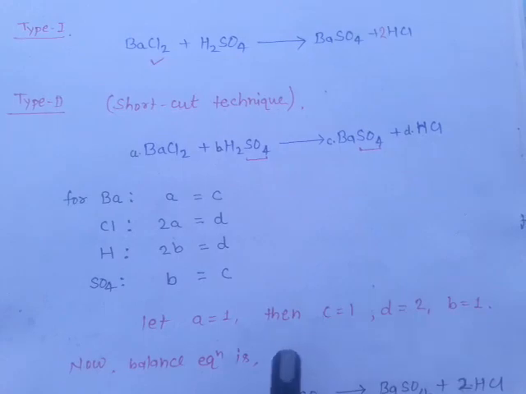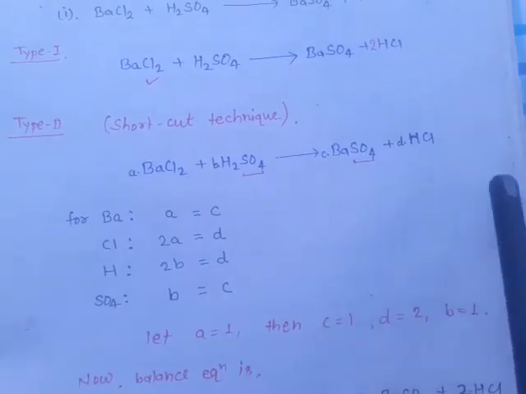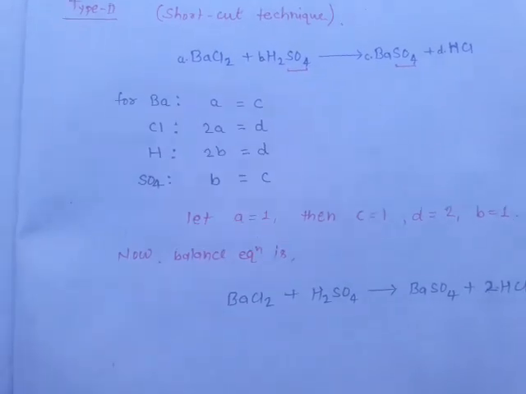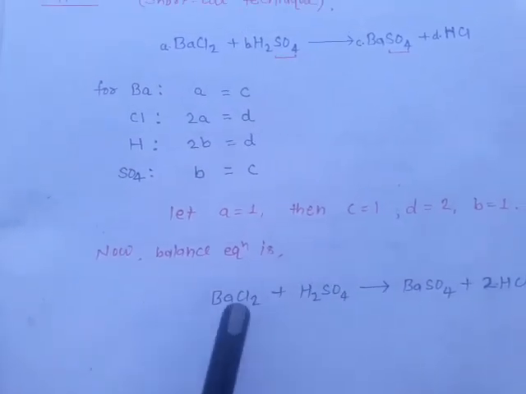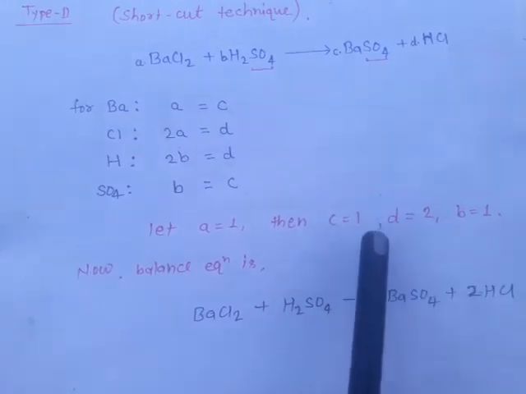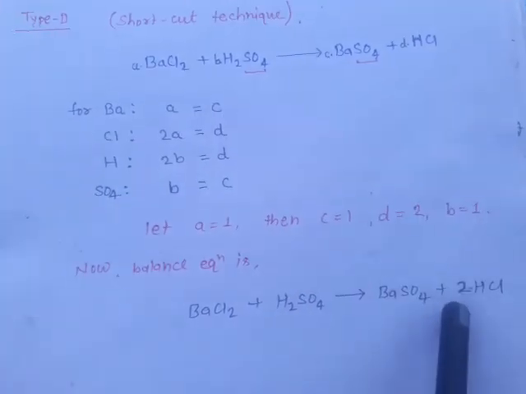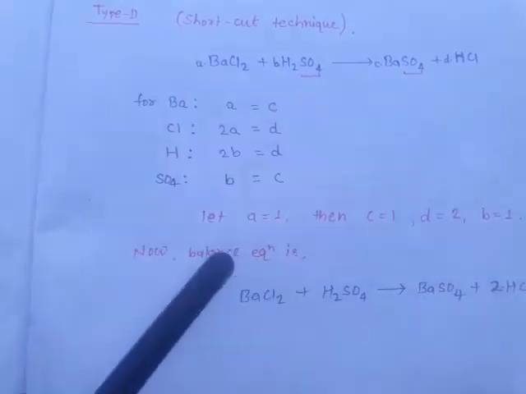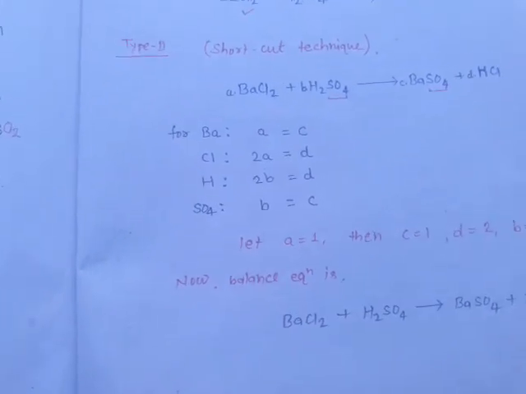We know our values of A, B, C, D. Putting these values in the above equation, we get the balanced equation: BaCl2 plus H2SO4 gives 1 molecule of barium sulfate, and the value of D is 2, so 2 molecules of HCl. And this is the format of the shortcut technique for balancing the equation.